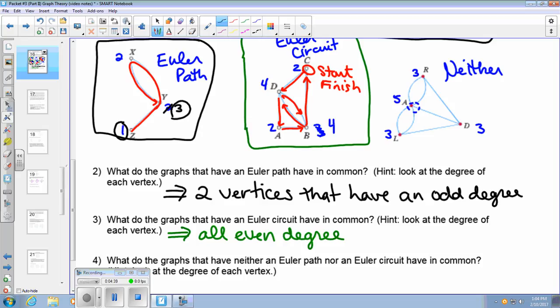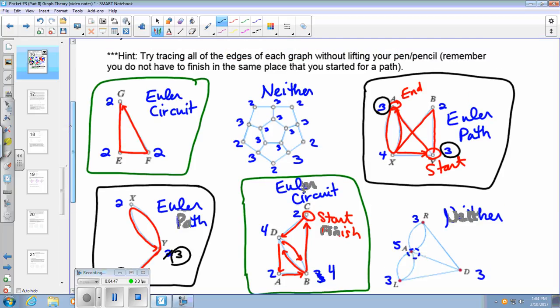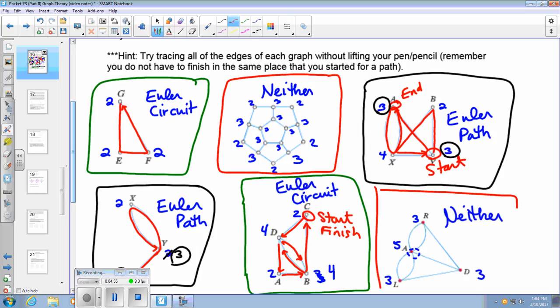And if we look at the ones that have neither an Euler path nor an Euler circuit, so this is number 4, what do they have in common? And again, the hint is to look at those degrees. So those 2 remaining graphs, here's one with neither an Euler path nor an Euler circuit. Here's the other one.